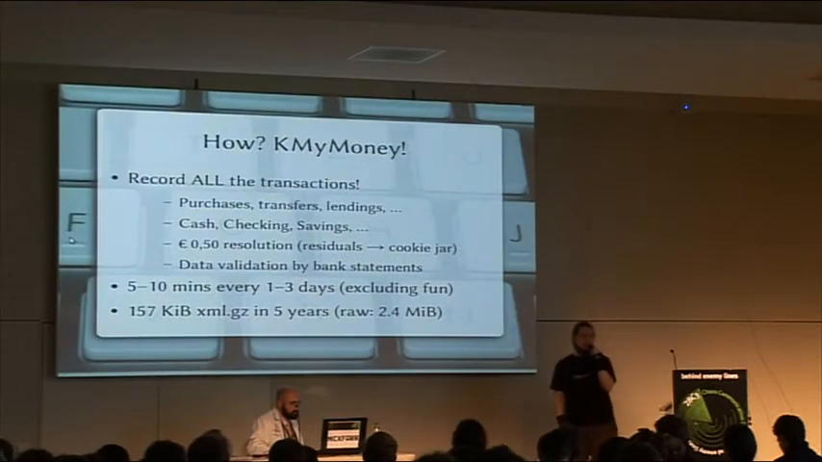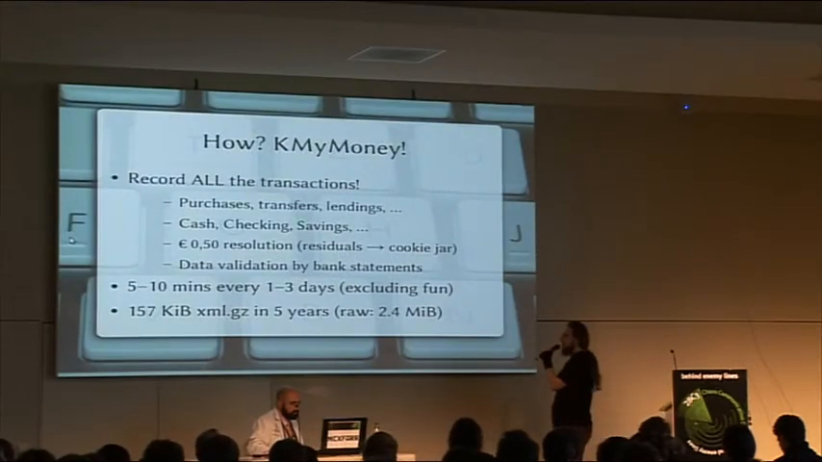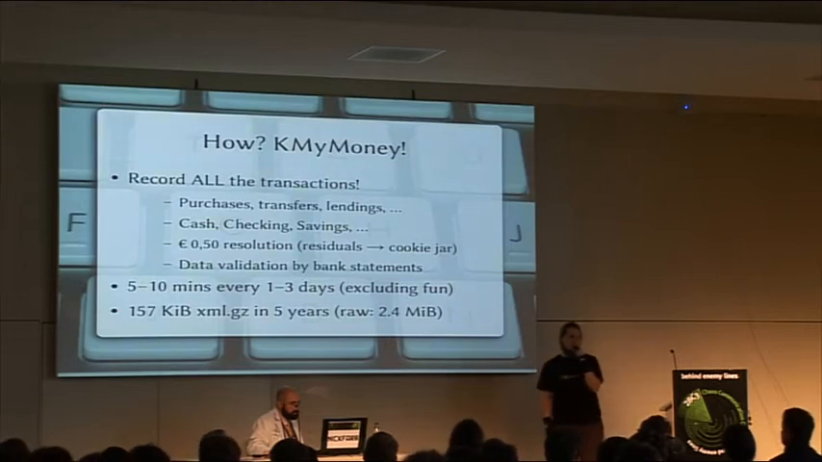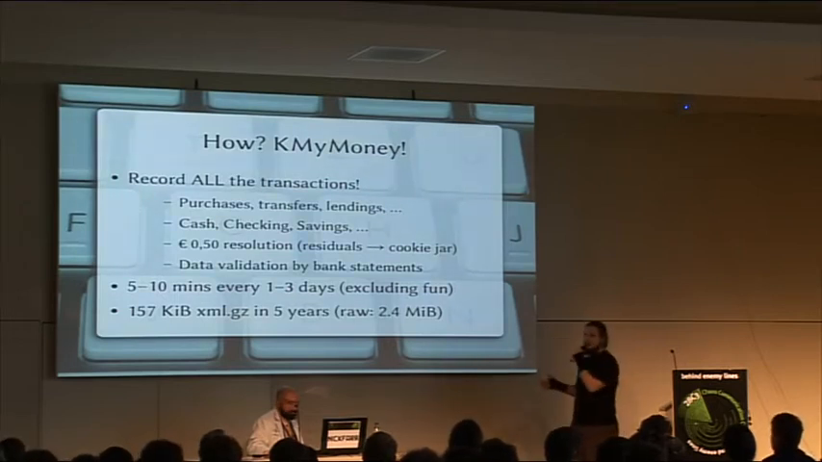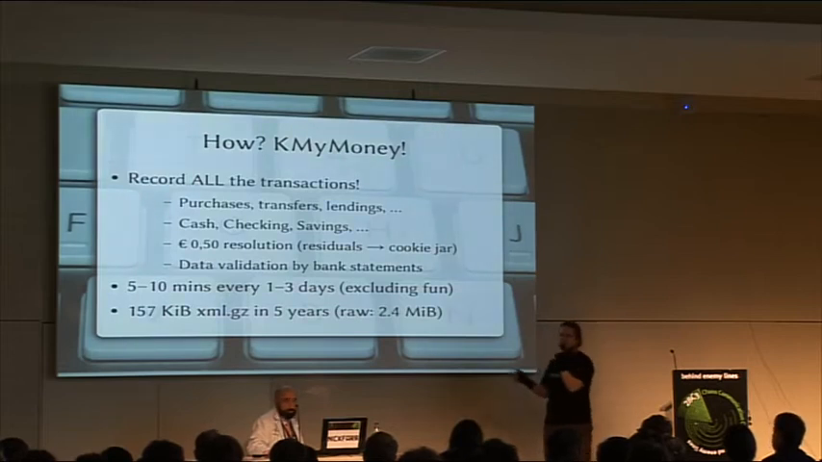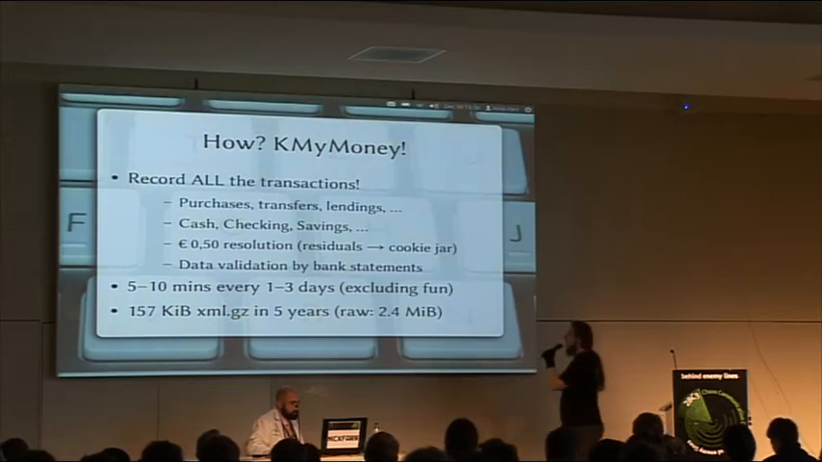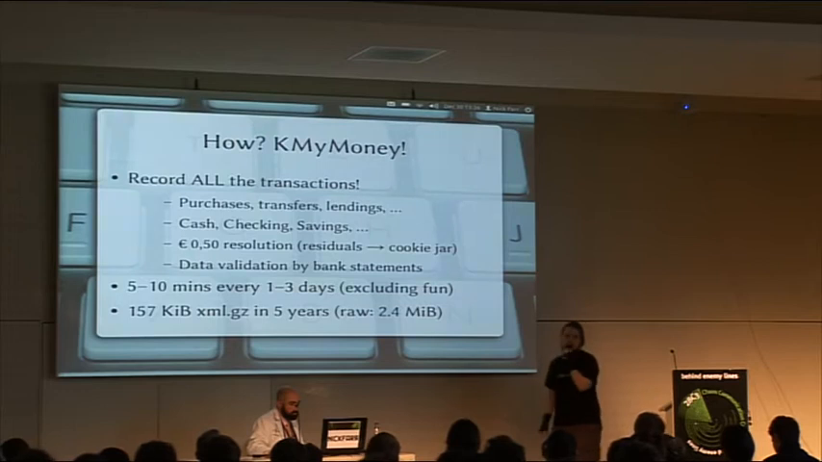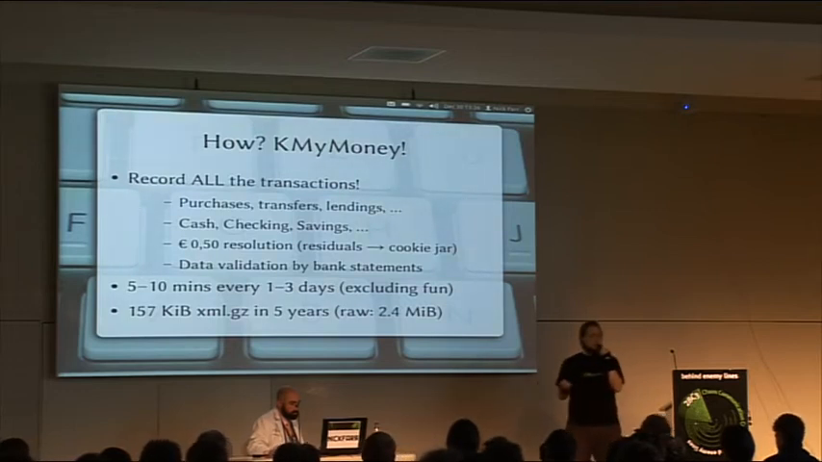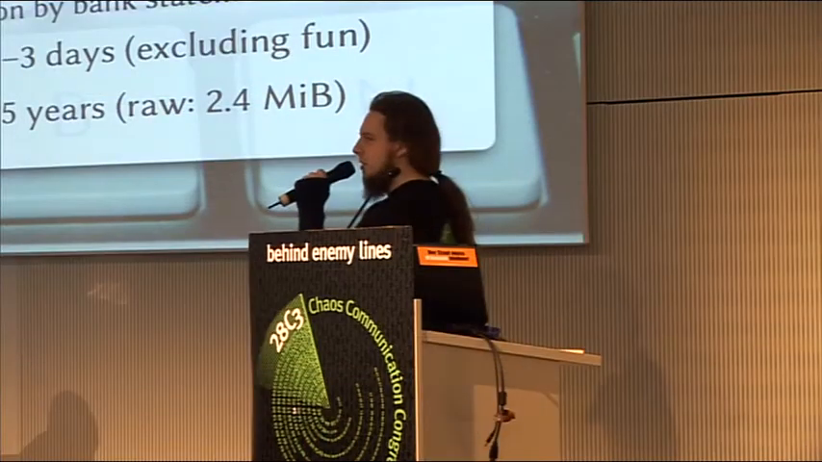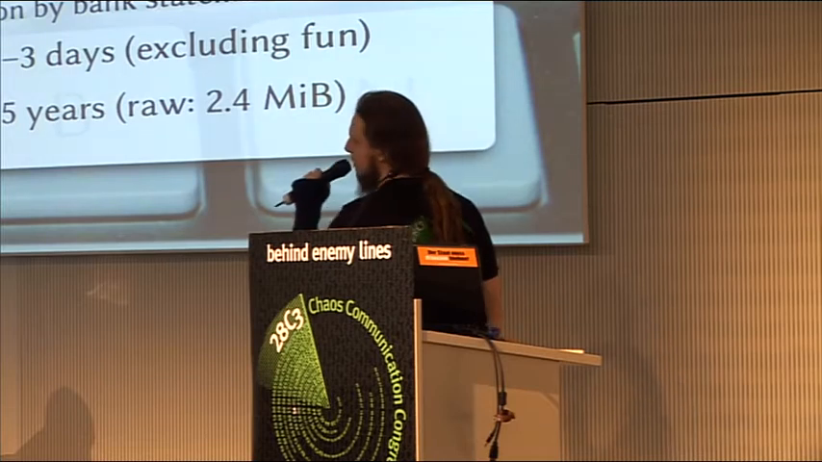I do it for all my accounts. I do it for cash accounts, which is just my bag of money. I do it for my checking accounts and everything. The resolution I chose is half a euro, which is convenient. And if there's any cents left over, I just don't care. I put them in a cookie jar so I can roll them up into these little coin rolls. I really love that. You can do data validation by bank statements. So you go to your bank every once in a while and you get your statement. And KMyMoney supports this as a native operation, to cross-check your stuff with the bank statement, which is really useful.